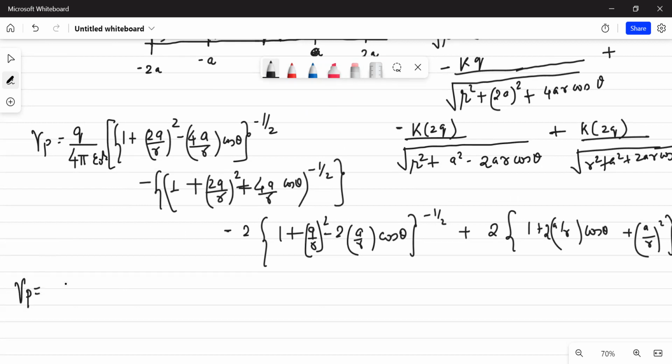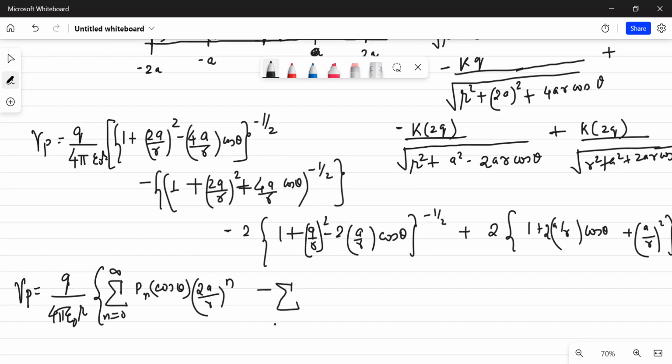So now the potential at point P is going to have q upon 4 pi epsilon naught r, and then you have this term. I'll write summation n equal to 0 to infinity, and then you have the first term. If you see very closely, that term would be Pn cos theta into 2a upon r raised to power n. Then again summation n equal to 0 to infinity, I'll write this term all over again, that is 2a upon r raised to power n.